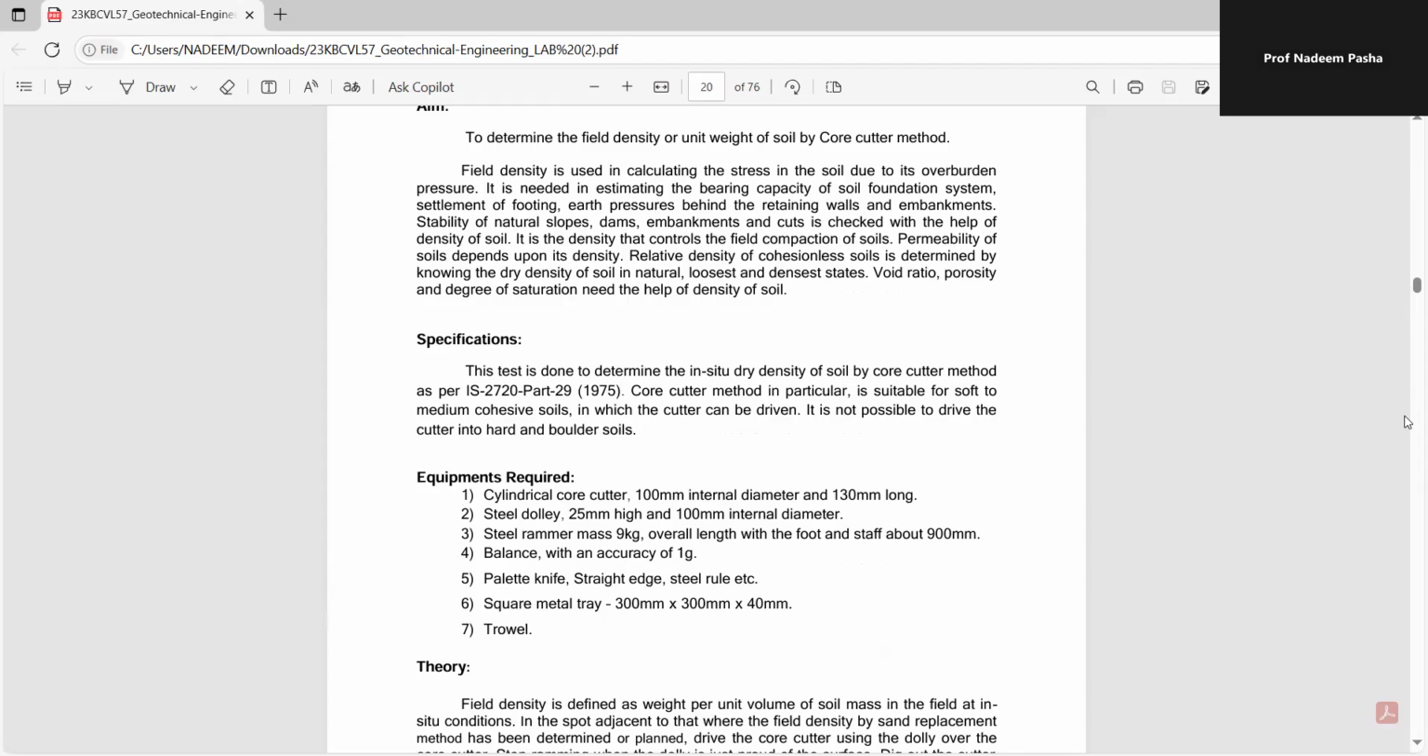Equipment required: cylindrical core cutter, 100 mm internal diameter and 130 mm long. Steel dolly, 25 mm high, 100 mm internal diameter. Steel rammer, mass 9 kg, overall length with the foot and staff over 900 mm. Balance with an accuracy of 1 gram. Palette knife, straight edge, steel rule, etc. Square metal tray, 300 by 300 by 40 mm. Trowel.